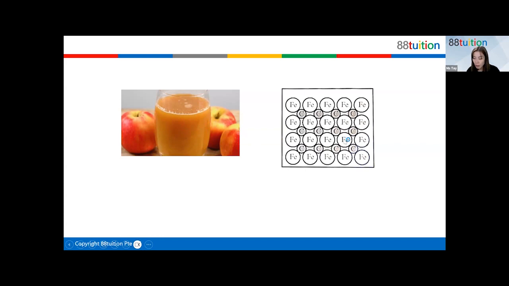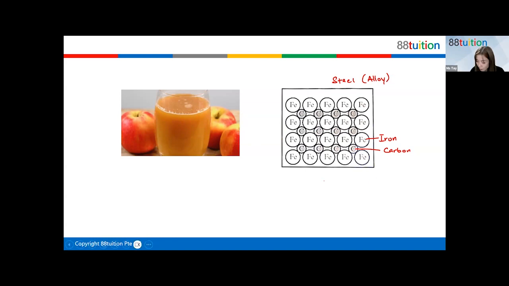This is actually stainless steel. No, sorry, this is actually steel. I wouldn't call it stainless because there are only iron and carbon inside. So steel is made of iron, and this is iron, this is carbon. Steel is an alloy. An alloy is also known as a solution.